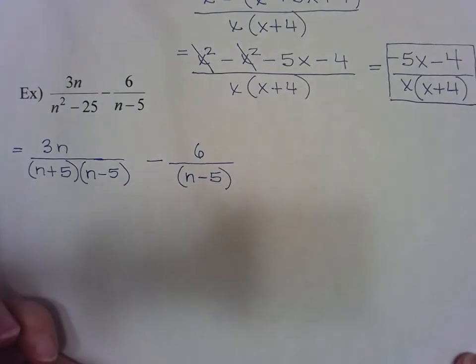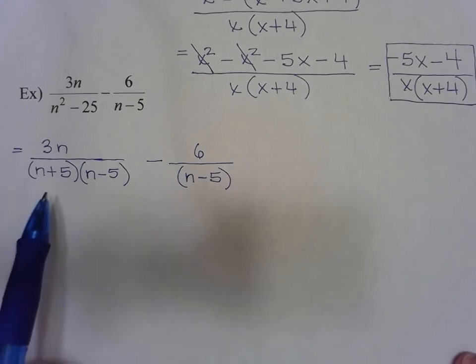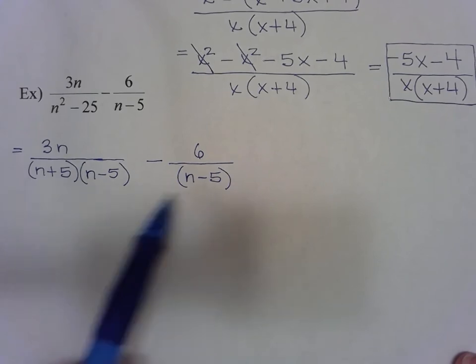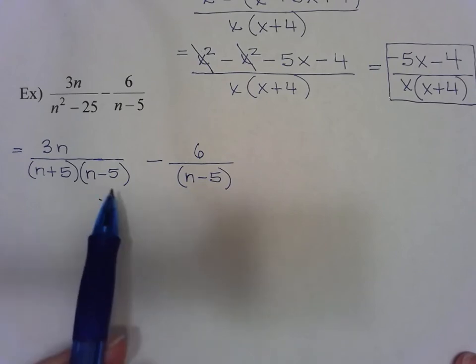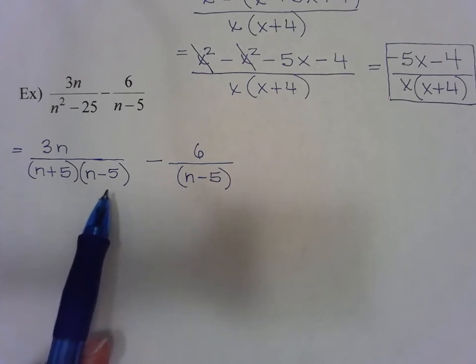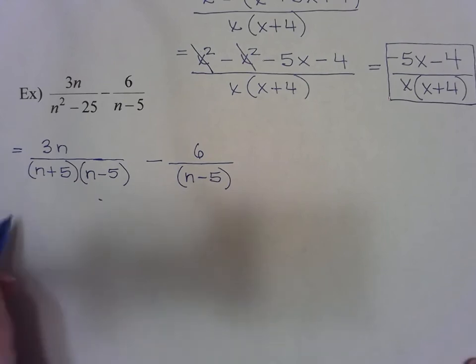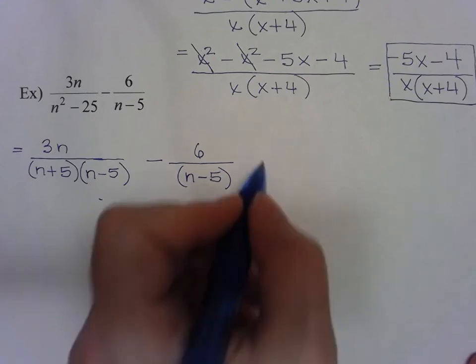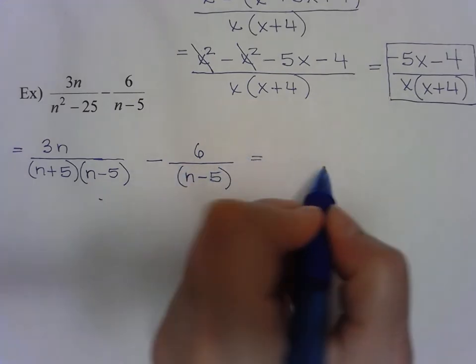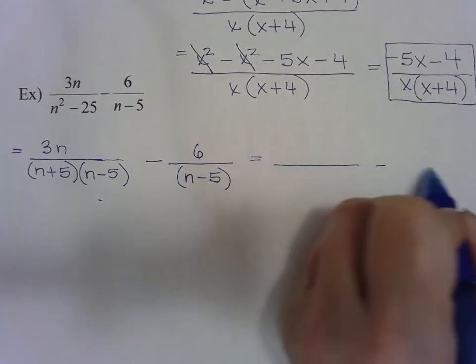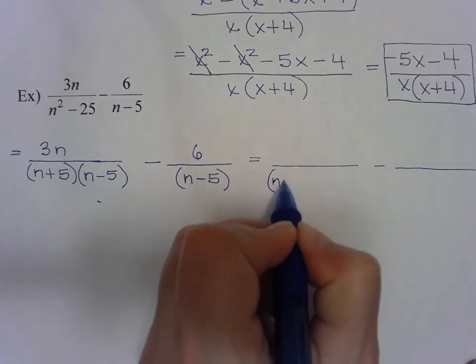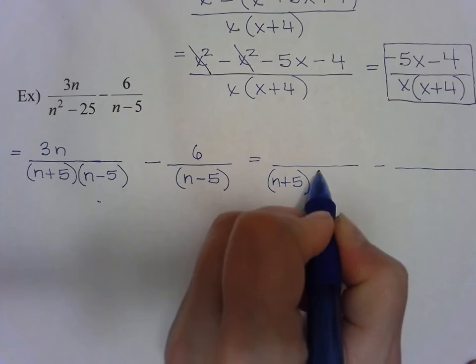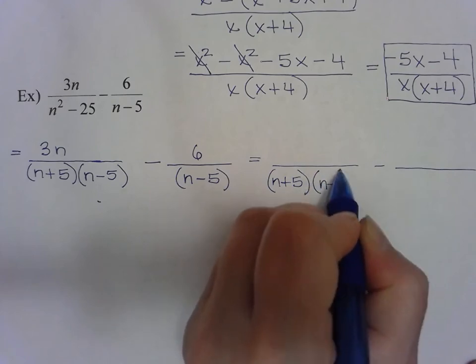Okay. Now here's where my common denominator comes in, right? If they share anything, these both have n minus 5. I don't have to have that n minus 5 twice. I really just have to have it once because they share it. So I want my common denominator to be n plus 5 times n minus 5. Right?